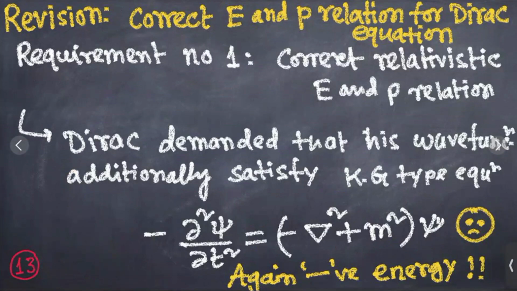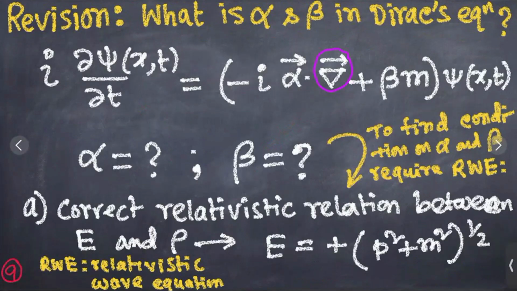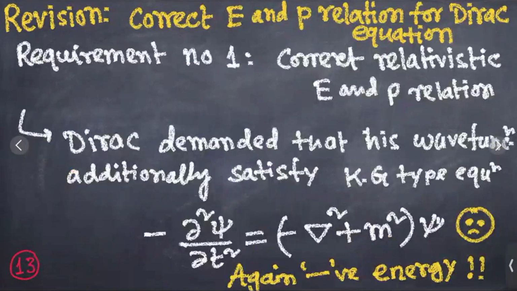Okay, so let me go one step backward. What was the requirement? One of the requirements is that we need a correct relation between energy and momentum. Now, what did Dirac demand once again? I think this answers your question. One of the questions asked why I mentioned that at some point we'll also use the Klein-Gordon equation. In the original approach, when Dirac tried to derive the equation, he demanded that whatever wave function he defined in the relativistic space-time, the wave function phi, whatever the solution is, it should also satisfy the Klein-Gordon equation.